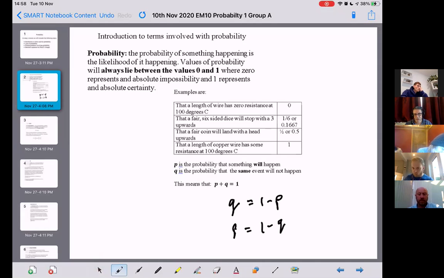Consequently, you should realize that P and Q are always a number between 0 and 1. They're always less than 1.